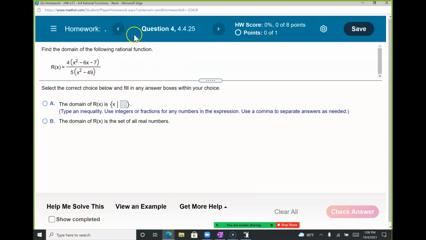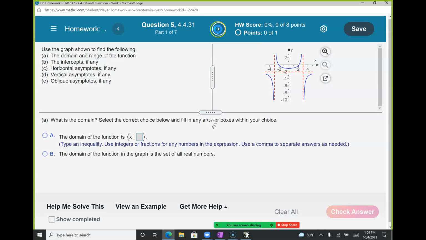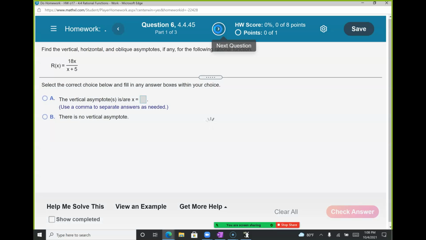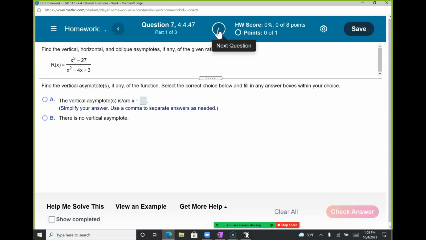I think that's it for 4.4. Oh, maybe I should do an oblique real quick. Let me find an oblique in 4.4. Here's an oblique. So do you see why this is an oblique?